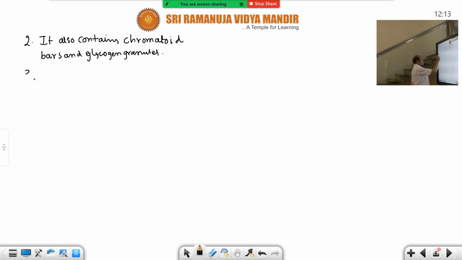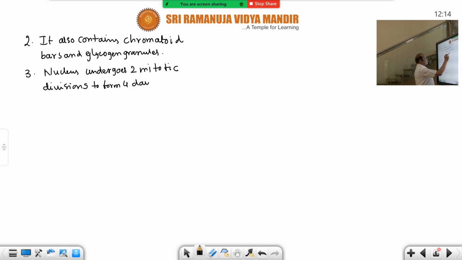The nucleus undergoes two mitotic divisions. Now this is called the cystic stage. The nucleus of the pre-cystic stage undergoes two mitotic divisions. Mention the number. First mitotic division, how many nuclei are formed? 2. Second mitotic division, another 2 added. Means 1 becomes 2, 2 becomes 4. So a nucleus undergoes two mitotic divisions to form 4 daughter nuclei. This point is very important as far as the cystic stage is concerned.